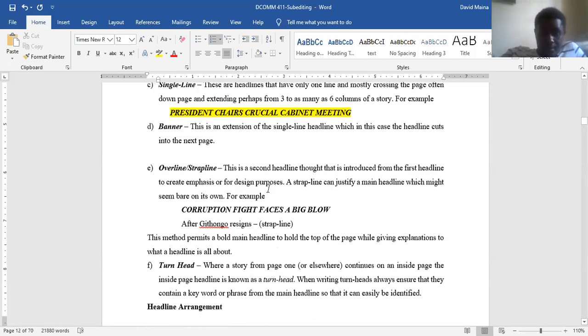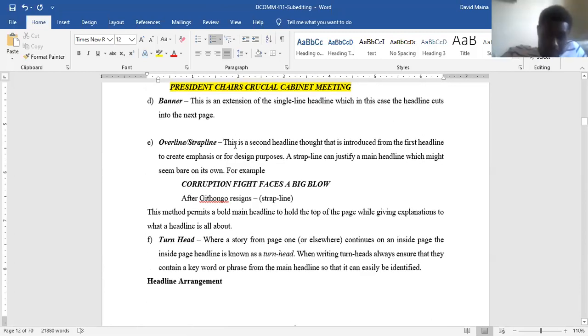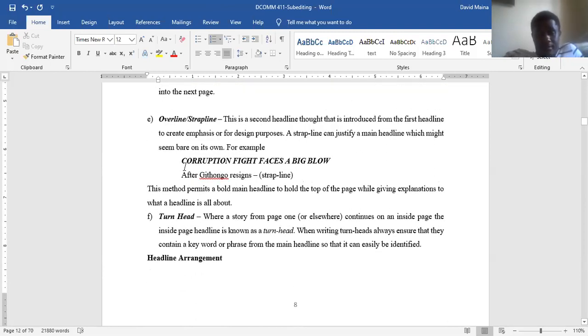Then we have the strap lines. The strap line is a second headline, but it is introduced from the first headline to create emphasis. Like for example, this one. Corruption fight faces a big blow. And then there is this other area, after Githongo resigns. This is a strap line. Hii sasa iko hapa chini, ni strap line. That one that I'm highlighting in yellow, this is a strap line. There is the headline and there is a small explanation down.